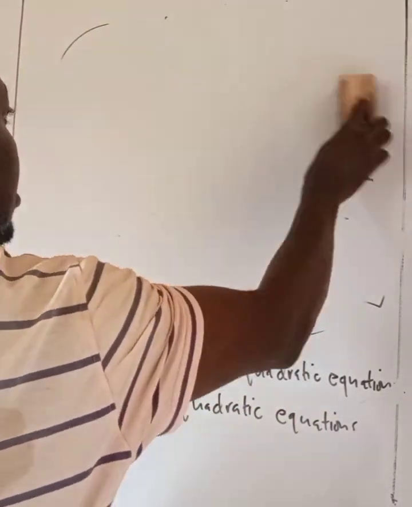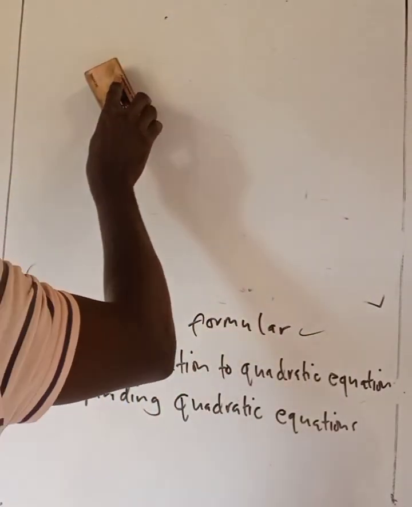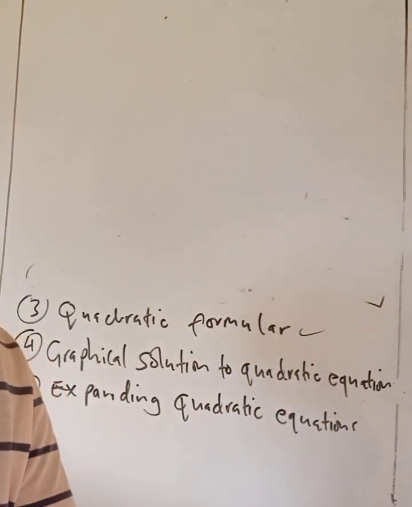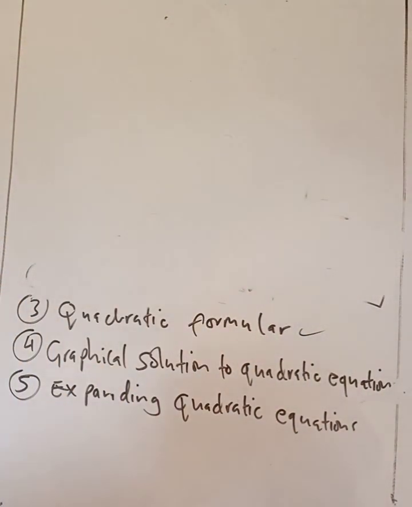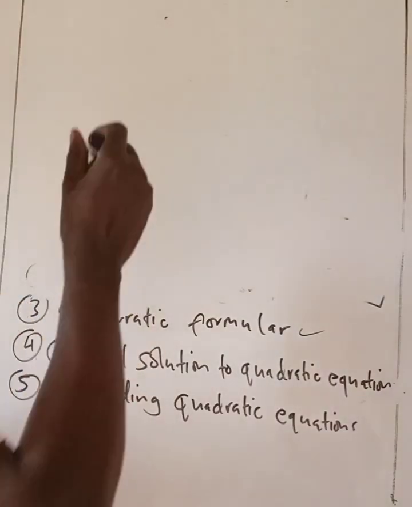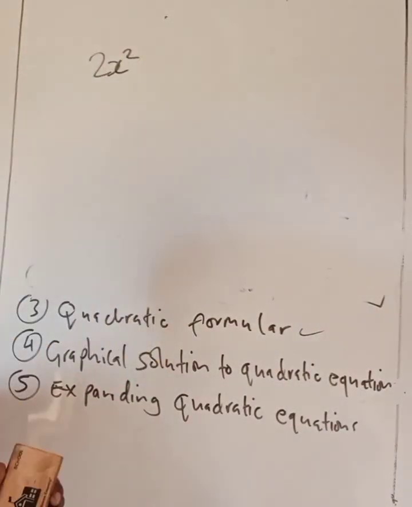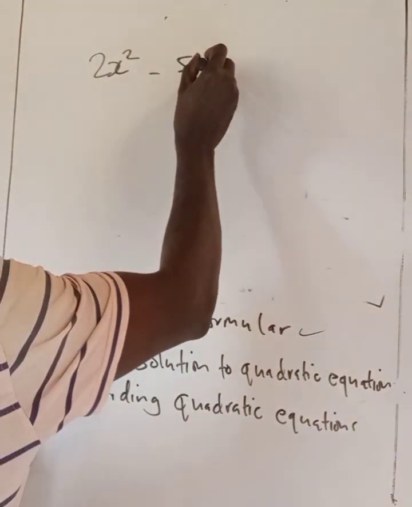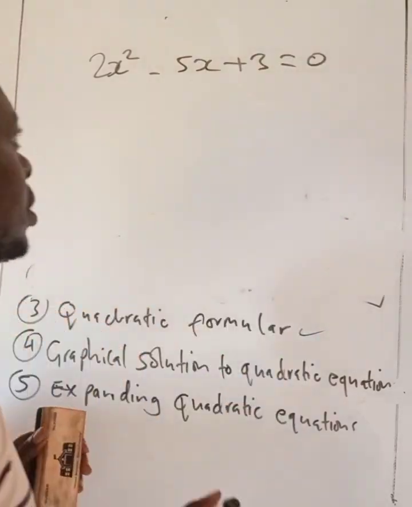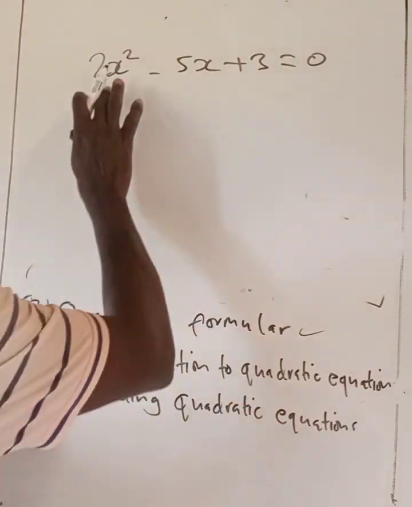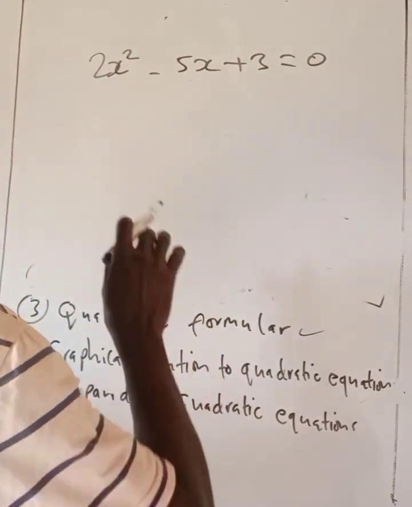Now, let's look at the other part that the student needs to know. We say this needs to know about the completing square method. Now, let's have our equation 2x squared minus 5x plus 3 is equal to 0. To complete the square, we must make this value 1, which means we shall divide across by 2.